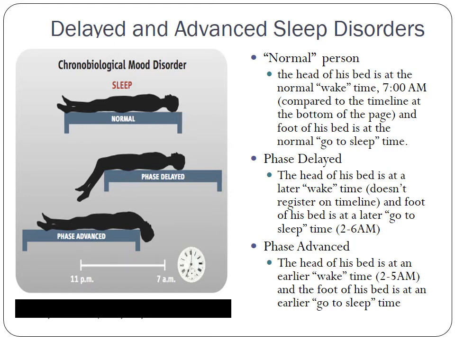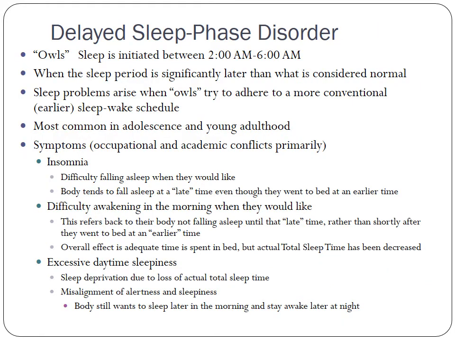Let's go on to our next. Delayed sleep phase disorder. These are owls. Sleep is initiated between 2 a.m. and 6 a.m., when the sleep period is significantly later than what is considered normal. Sleep problems arise when owls try to adhere to a more conventional or earlier sleep-wake schedule. This is most common in adolescence and young adulthood.